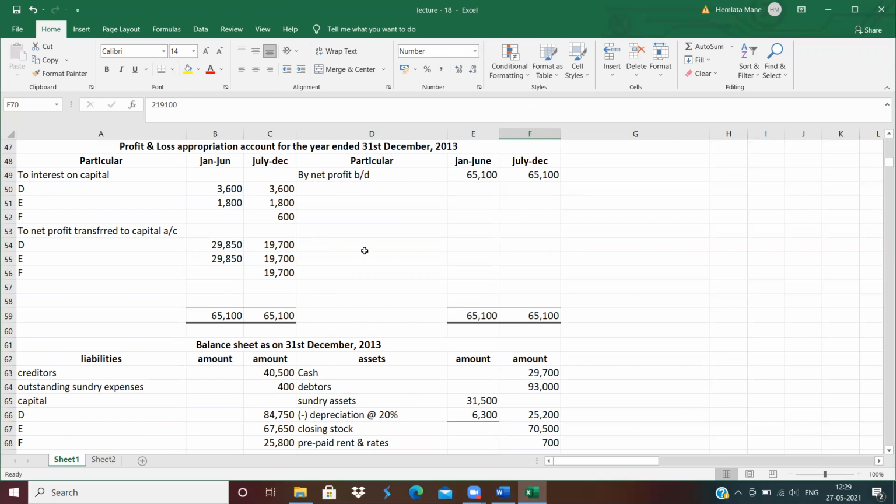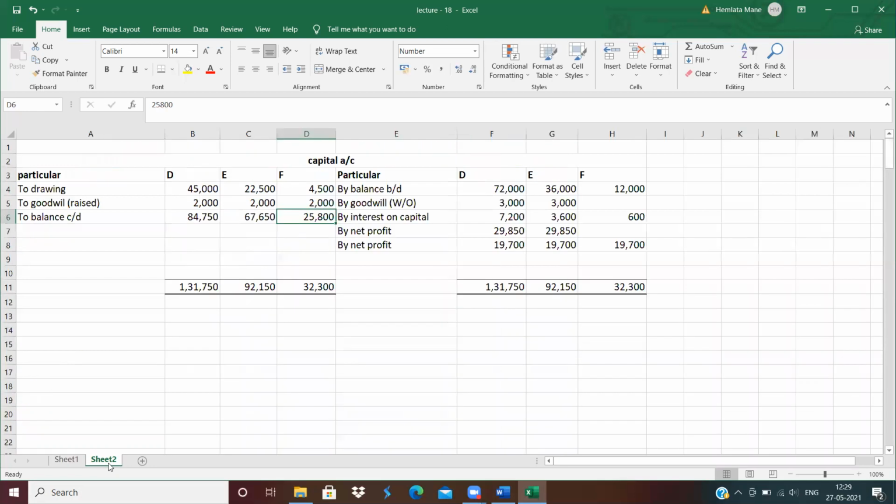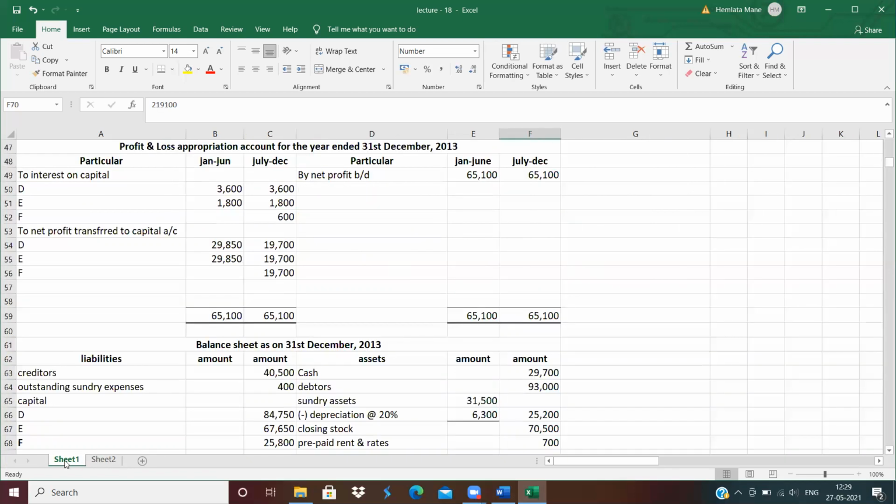Clear? And then close the account. Now this balance is transferred to the capital account. Close the capital account, both the balances. Net profit before 6 months, net profit after 6 months, write differently. And then your balance sheet will be tallied. I hope all of you understood the lecture on admission of partners very well. Okay. Thank you.